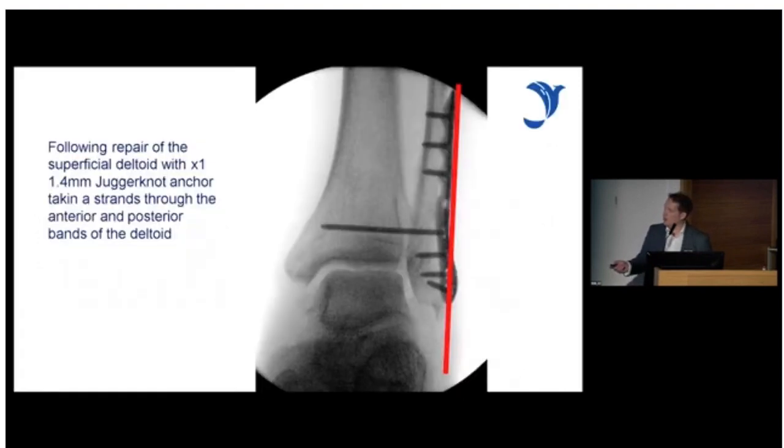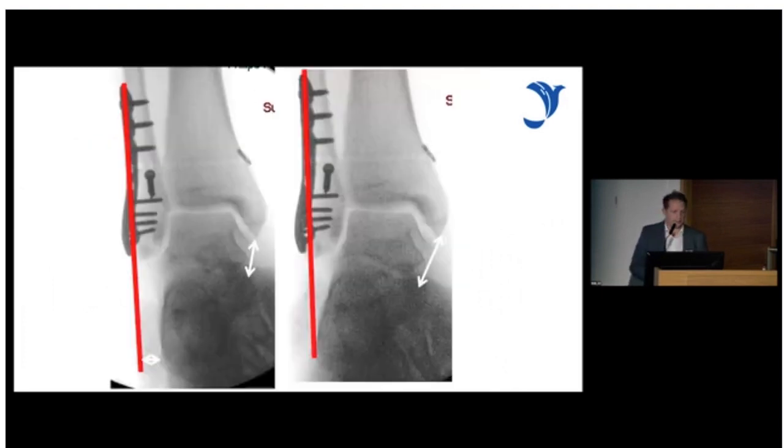So simple repair of the superficial deltoid, then retest, and you see it doesn't swing. Another case, very similar. Again, you can see that this swings without repair, and then it doesn't swing with repair.